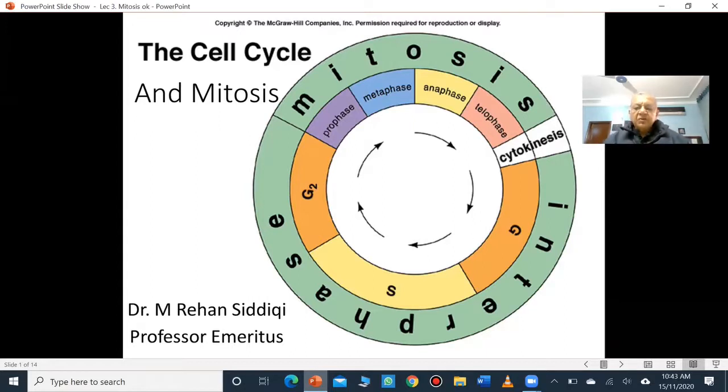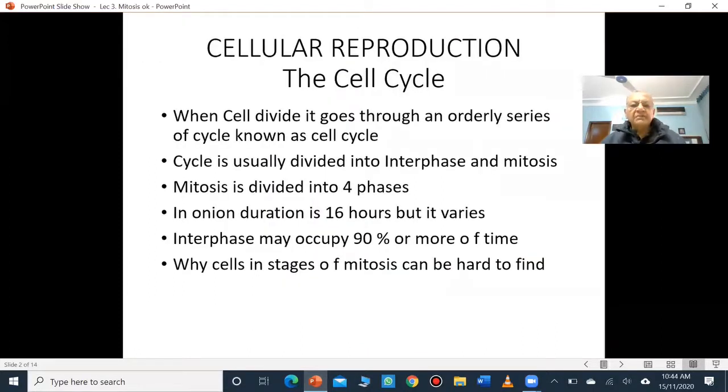Interphase is sometimes called the resting phase, but actually the cell is not resting. There are a number of things going on in interphase. So let us first learn about interphase. Here, whatever I have said is explained in this cycle, that the cell divides in an orderly series of events known as the cell cycle. This is the definition of the cell cycle.